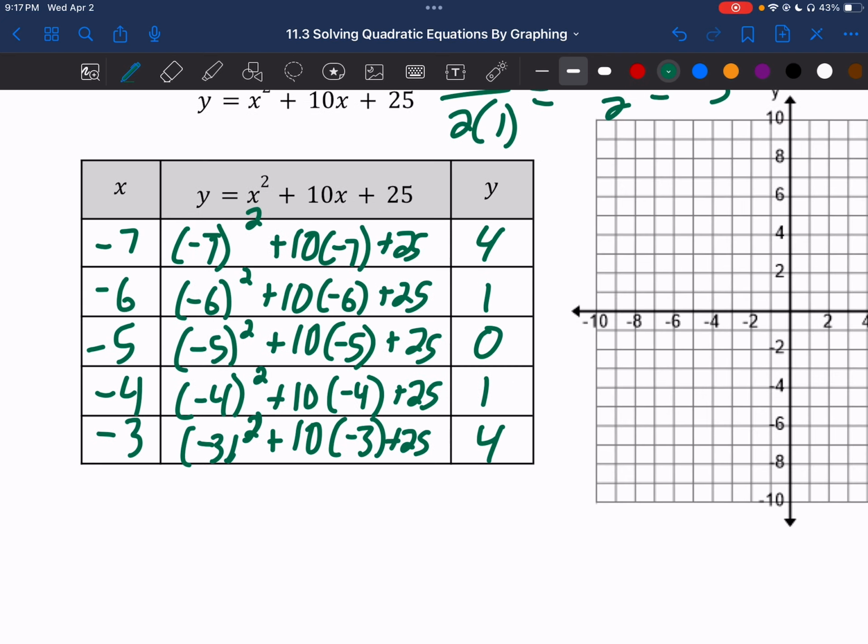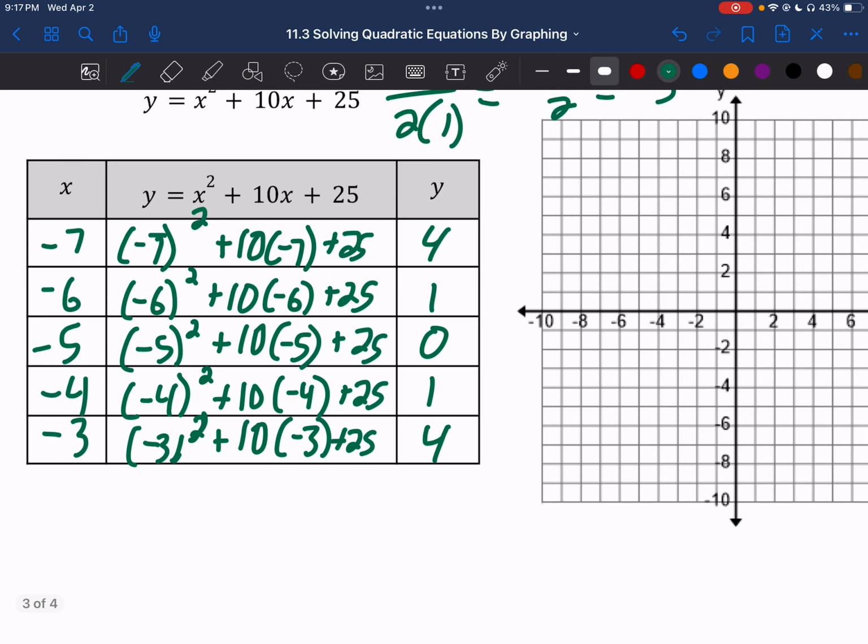And we're going to go ahead and graph this. So I have a point at negative 7 and 4, a point at negative 6 and 1, a point at negative 5 and 0, negative 4 and 1, negative 3 and 4. All right? So we have our graph that we can now fill in. And what is my solution? It's this point right here that touches the x-axis. The point that's on the x-axis, which is your vertex, which is at negative 5, 0.